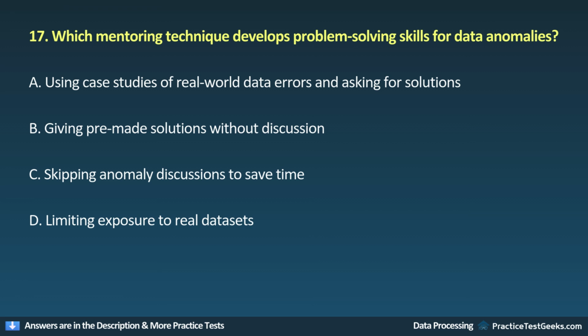17. Which mentoring technique develops problem-solving skills for data anomalies? A. Using case studies of real-world data errors and asking for solutions. B. Giving pre-made solutions without discussion. C. Skipping anomaly discussions to save time. D. Limiting exposure to real data sets.